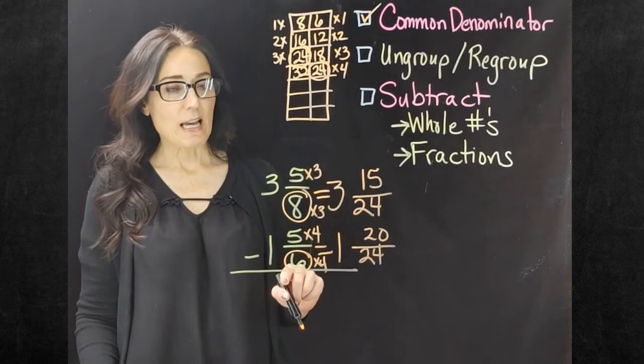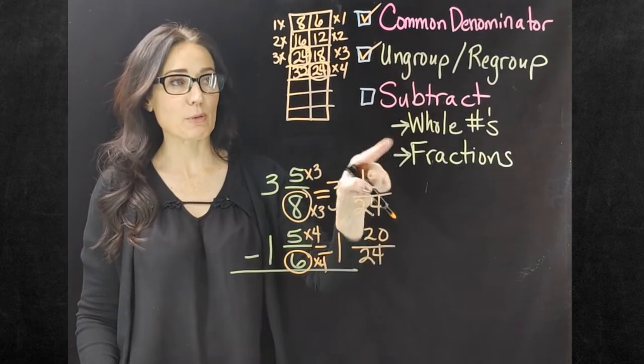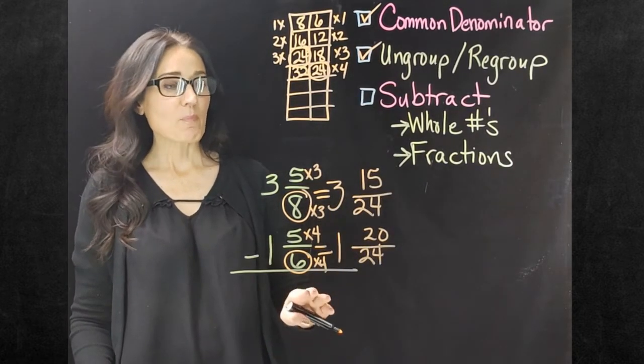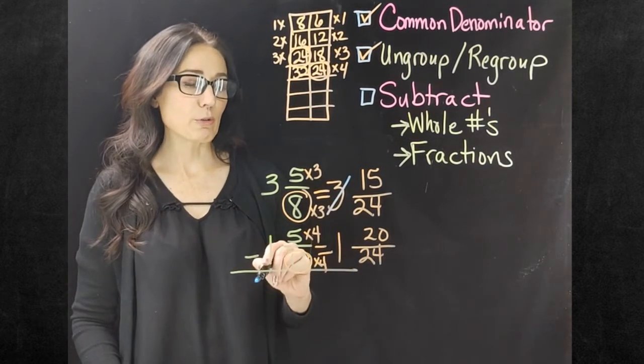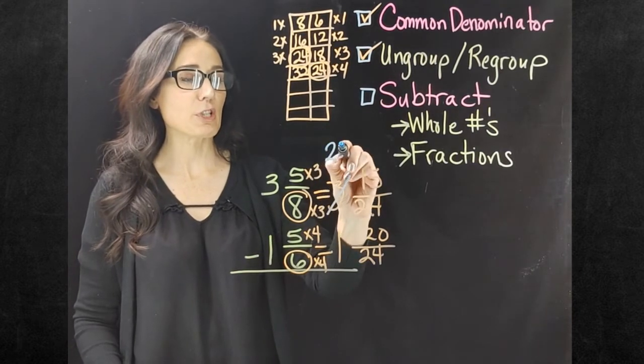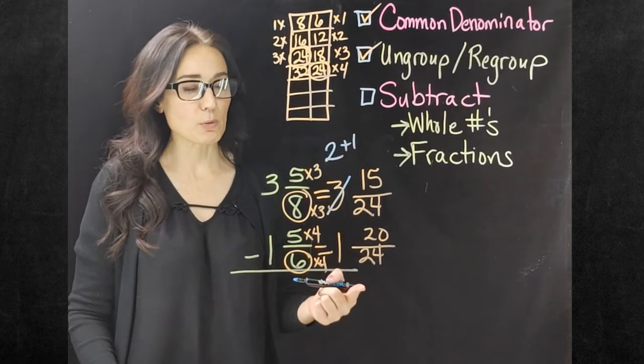Now I do notice that you cannot subtract 15 minus 20. So we are going to have to ungroup for this problem. So let's take a look at this. In order to do that, we're going to borrow or ungroup the 3. It's going to become a 2 and technically plus 1. So I still have 2 plus 1 here.